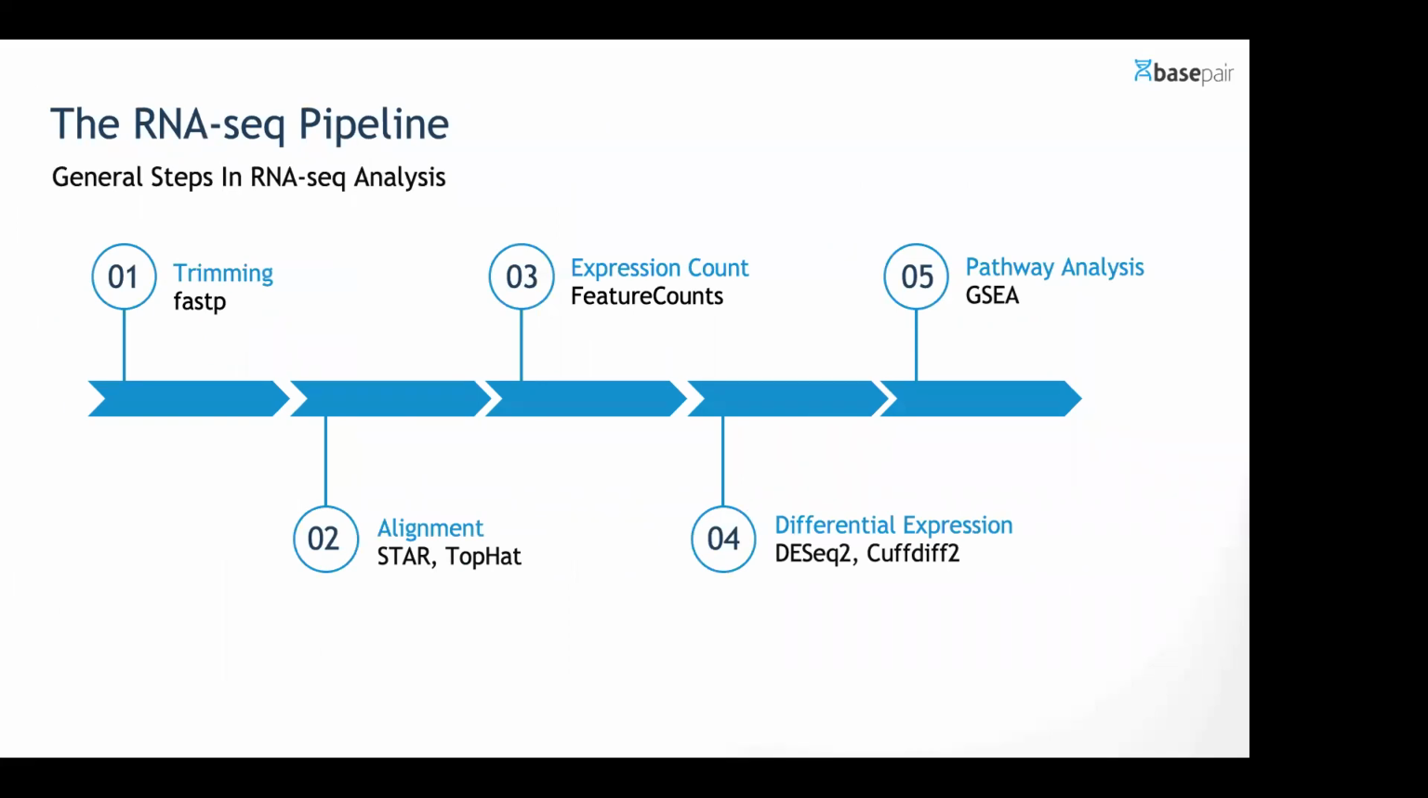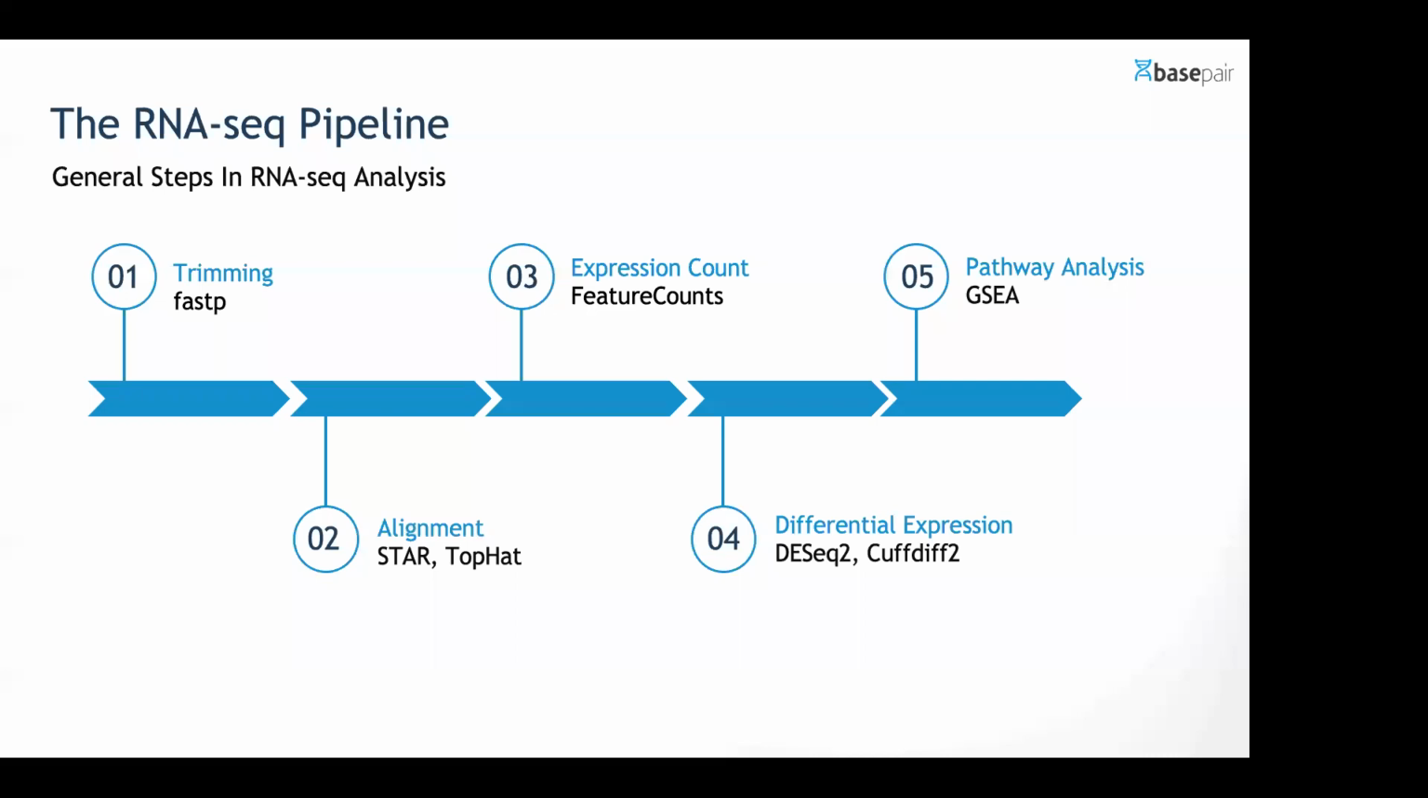So this is the general steps in the base pair pipeline. We start with trimming the data using this tool called FastP. It removes the poor quality parts of the reads as well as removing any remaining adapter sequences that might be in it. And this step helps improve the data quality overall and makes more of your data usable for downstream analysis.